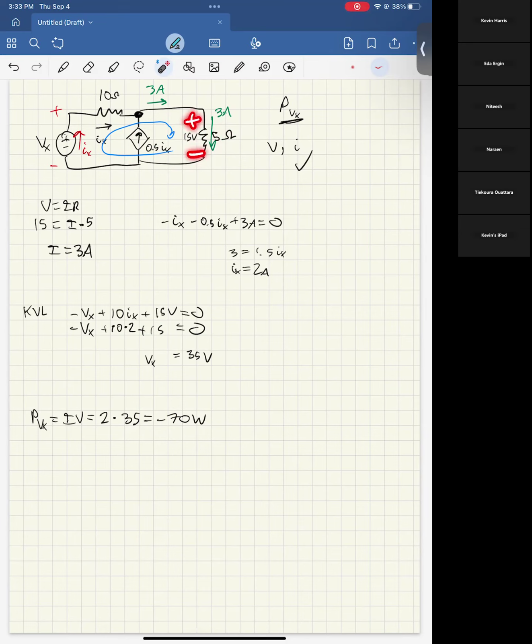Once you have a voltage, since these two things are in parallel, just like this whole section, it has 15 volts across it. So effectively doing a loop here is the same as doing a loop here. Yeah. All right, thank you.